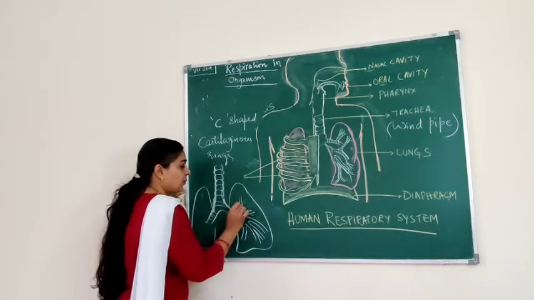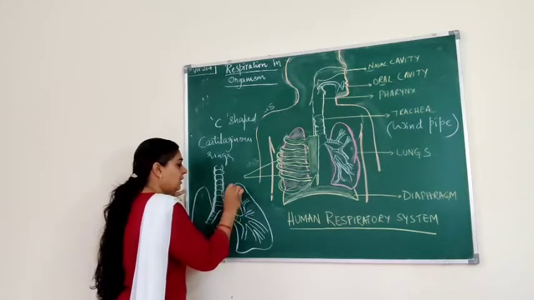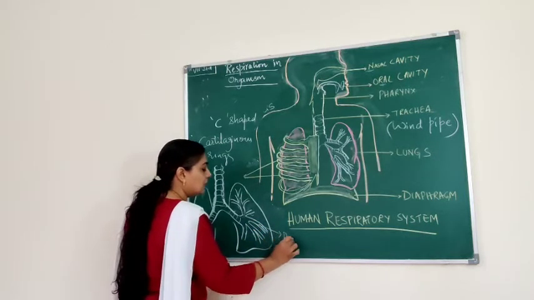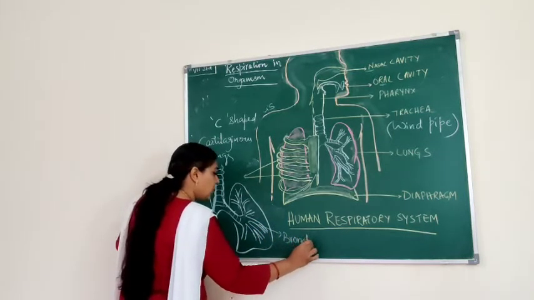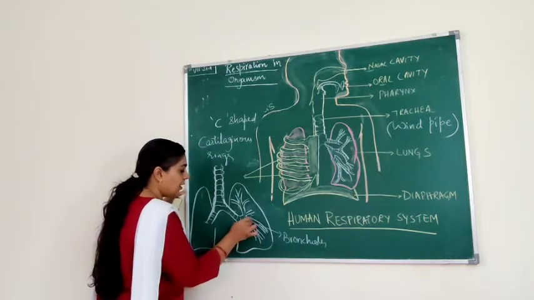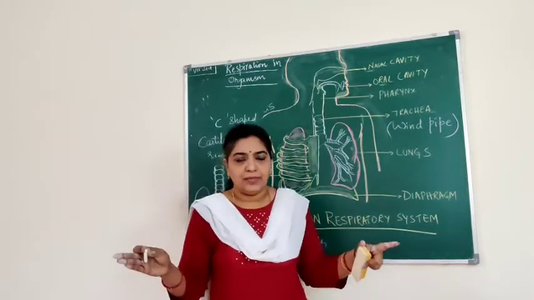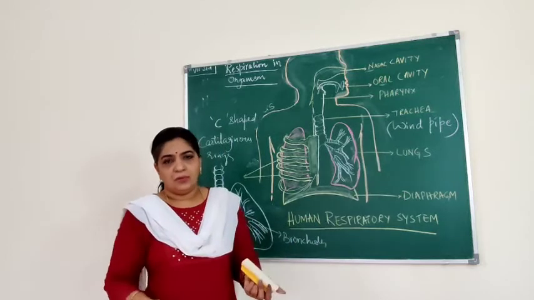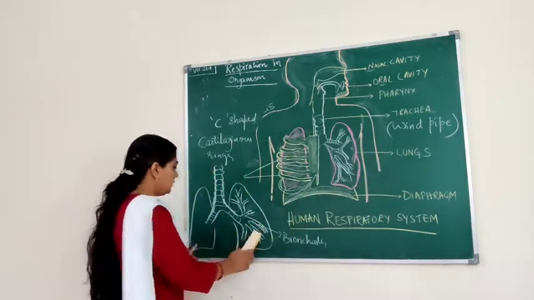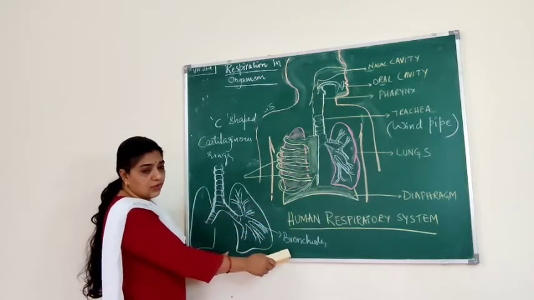It will break into several branches like this network. These are called bronchioles. And here also we are showing the same thing. Understood? So the windpipe breaks into two branches and it's called bronchi. Each bronchi will enter into the lungs. So these are the lungs. And here I have shown the branching, that is bronchioles.